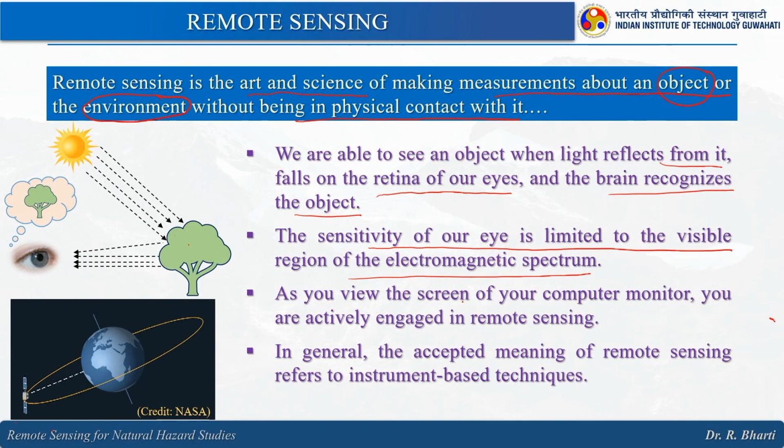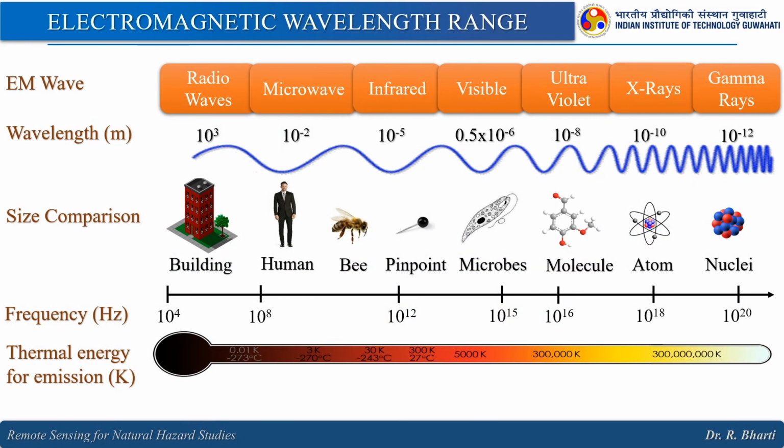As you view the screen of your computer monitor, you are actively engaged in remote sensing. So now also you are doing the remote sensing, but in general, the accepted meaning of remote sensing refers to the instrument based measurement, right? So we will be using or exploiting the information which is carried by the electromagnetic wavelengths. So let us understand this electromagnetic wavelength.